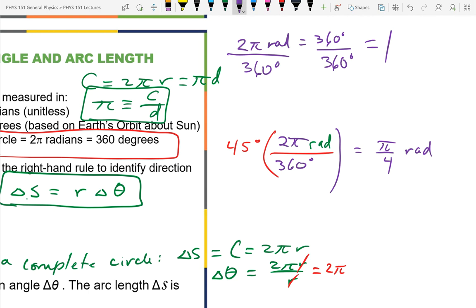When I use pi over 4 radians, that radians might magically disappear. Why is it fine for it to magically disappear? Because it's unitless. Radians is unitless. If you have degrees, the degrees can't magically disappear because you have to use a conversion factor to get it to radians, and then it can disappear.